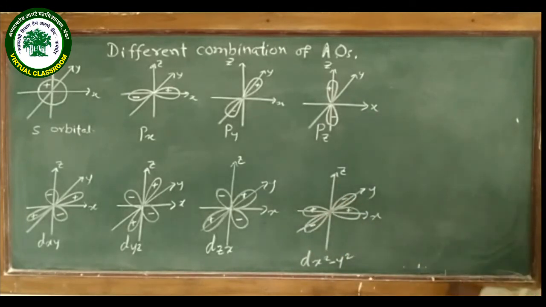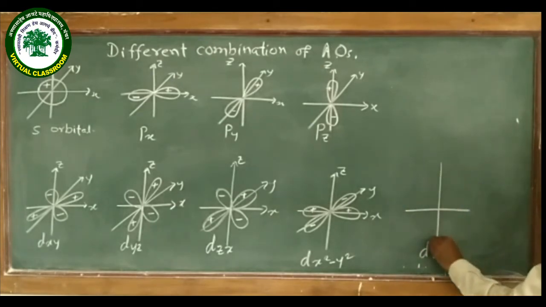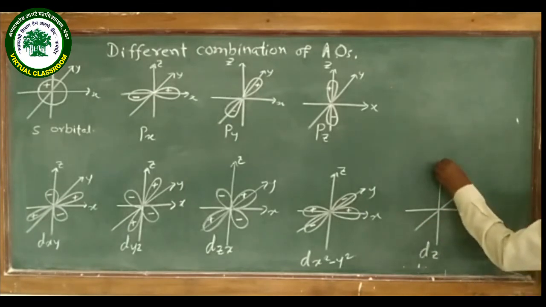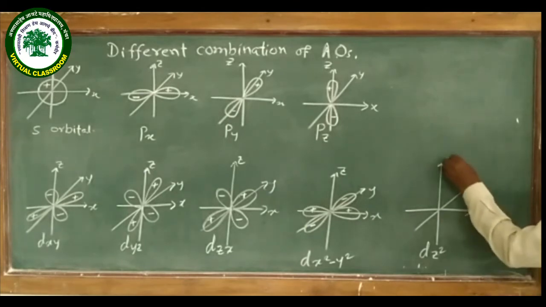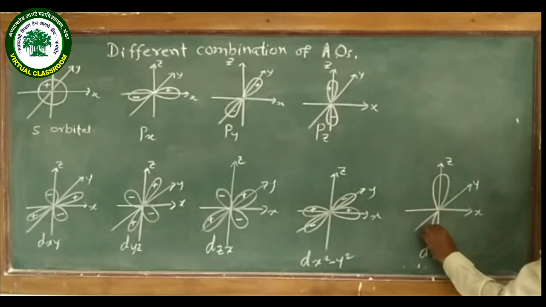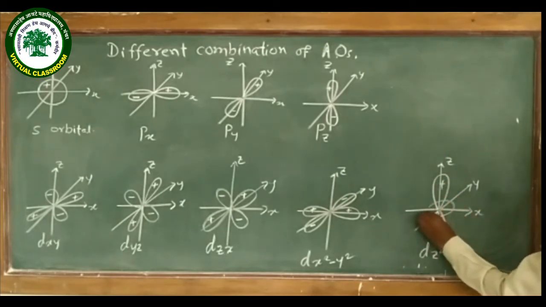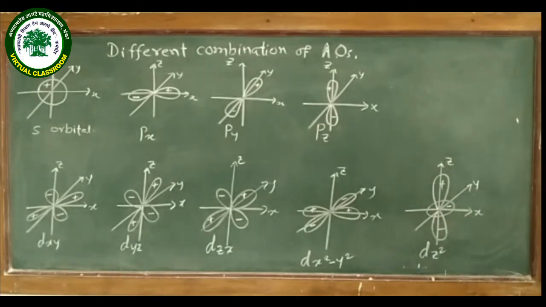In case of dz square orbital, the positive lobe along z-axis is double in magnitude than the negative lobe along x and y axis. So the shape of dz square orbital will be the positive lobe of double magnitude along z-axis and the negative lobe along y-axis and x-axis. This is the shape of d orbital.